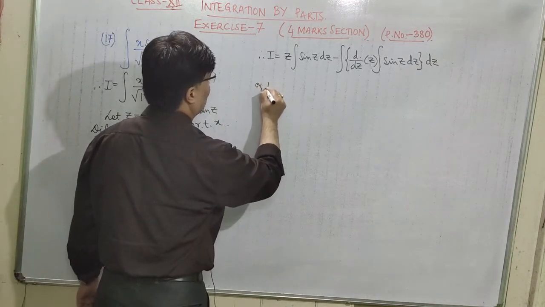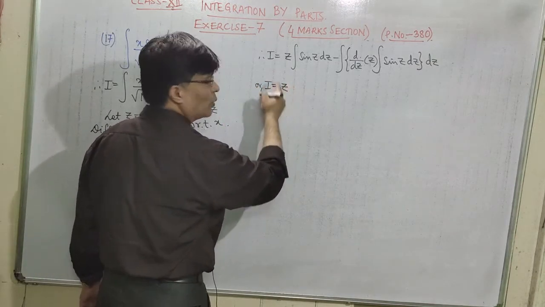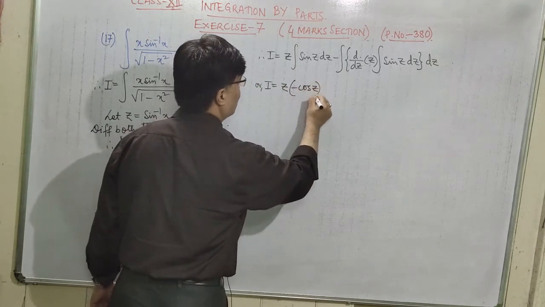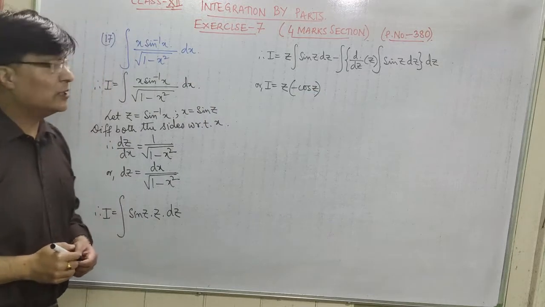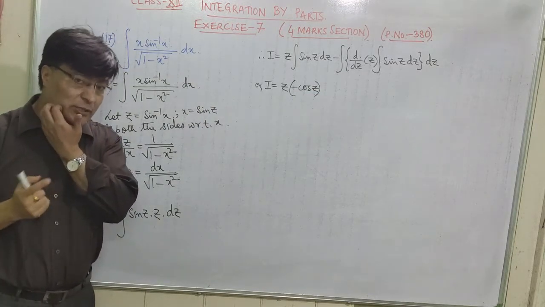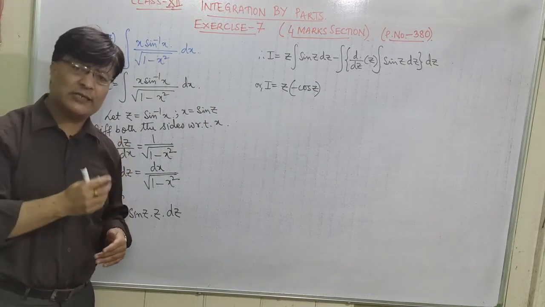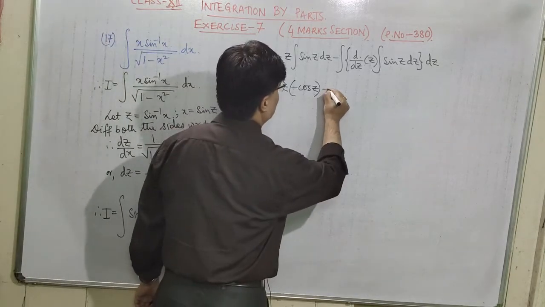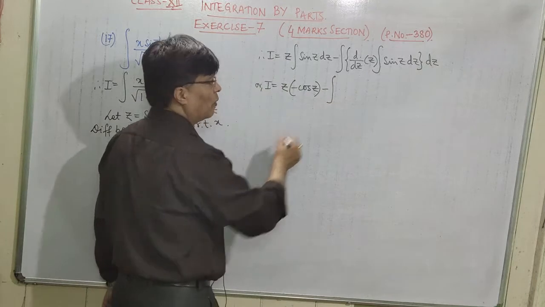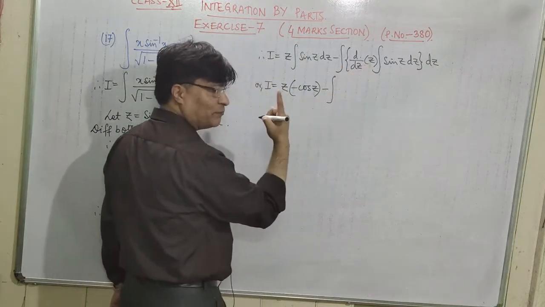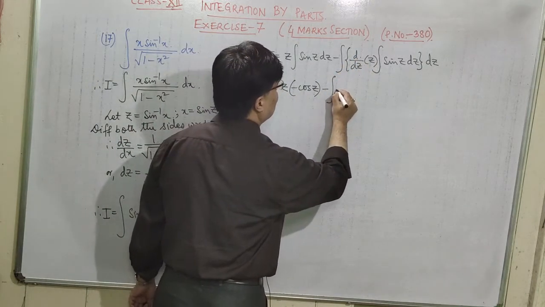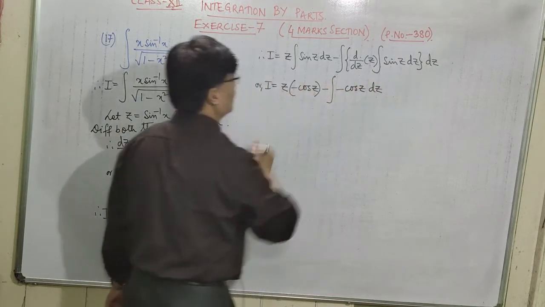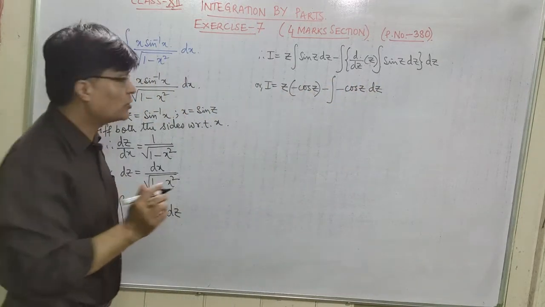So I is equal to z into, what is integration of sine z? It is minus cos z. Okay, so what is integration of sine z? That is minus cos z. That is, differentiation of which function is sine z? Minus cos z, right? So minus integration of, what is the derivative of z? That is 1. And what is integration of sine z dz? That is minus cos z, dz. So I think you have understood it.